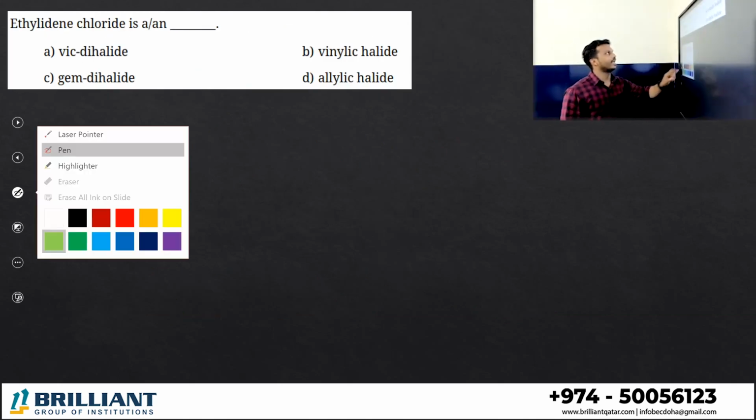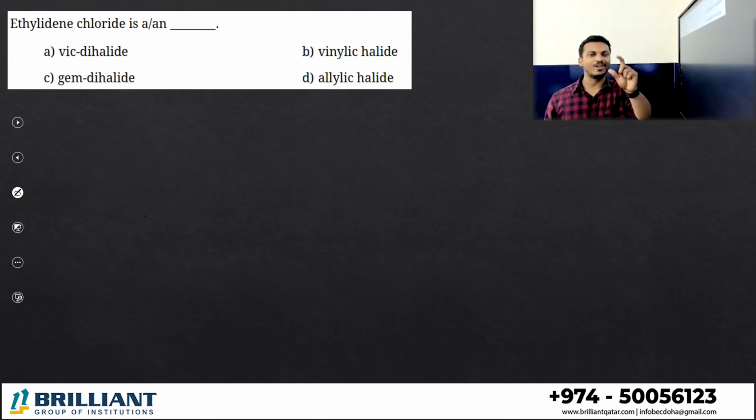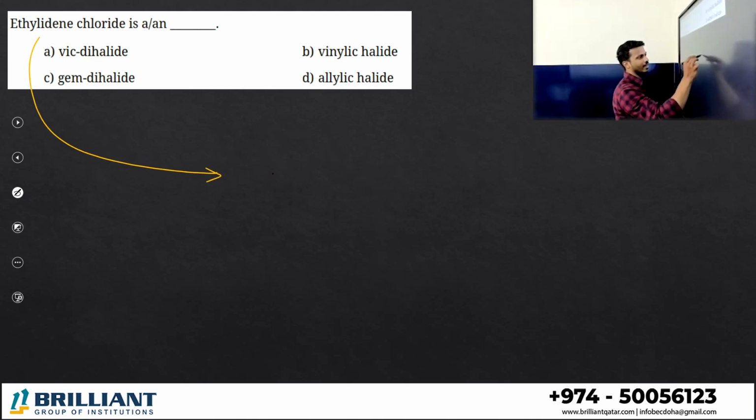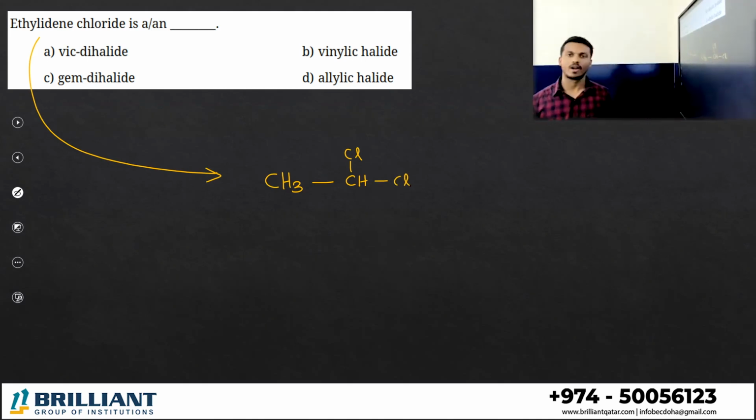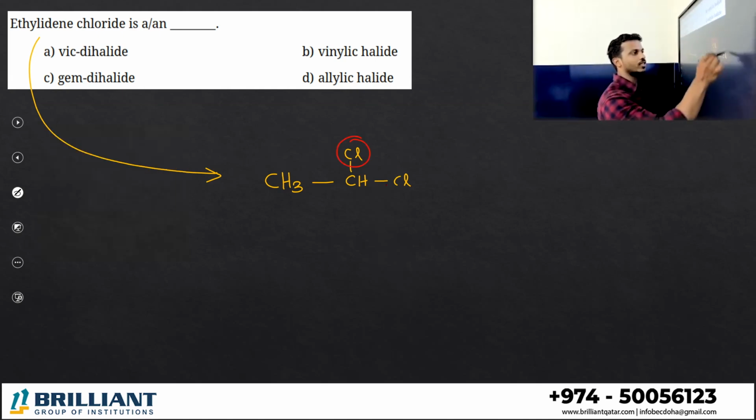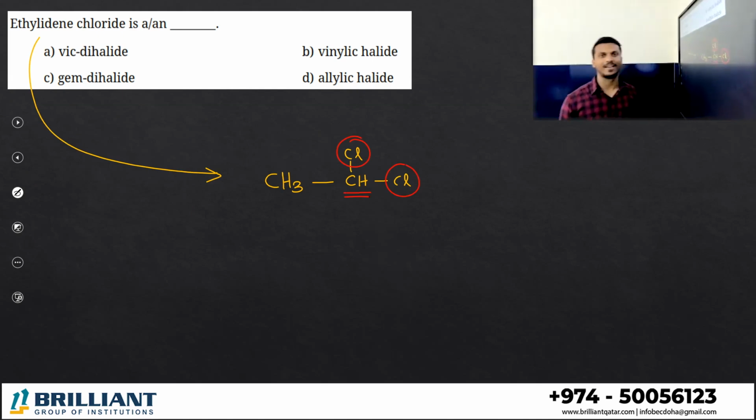Ethylidene chloride, we discussed it in one of the vicinal questions. What is meant by ethylidene chloride? I told you, CH3CHCl2 is called ethylidene chloride. Here you can see both halogens are present on the same carbon atom. What is it called? Geminal. It's called a geminal dihalide. Ethylidene chloride is a geminal dihalide.